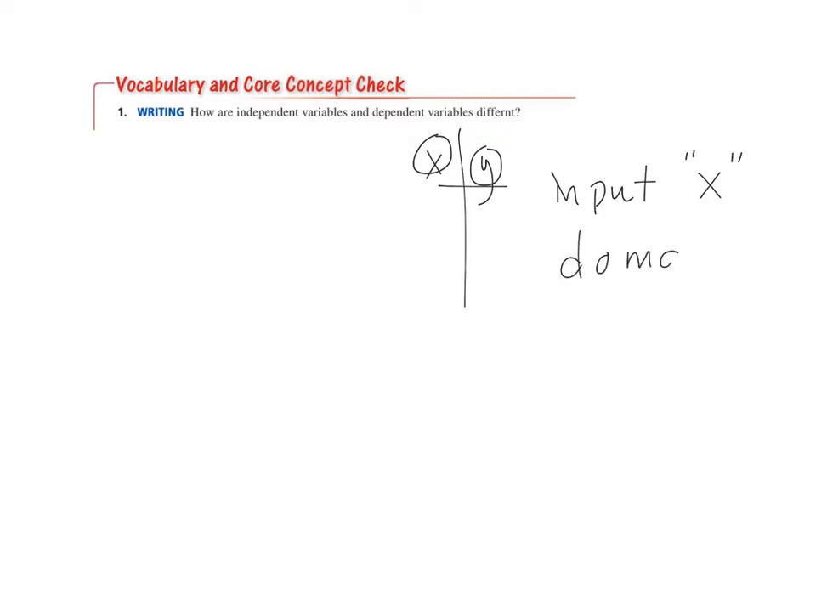And typically we use x and y as inputs and outputs, and x, those are your independent, and y are your dependent. So if you want to try and build kind of a framework around algebra, there's a couple things. Input, x, domain, and independent.